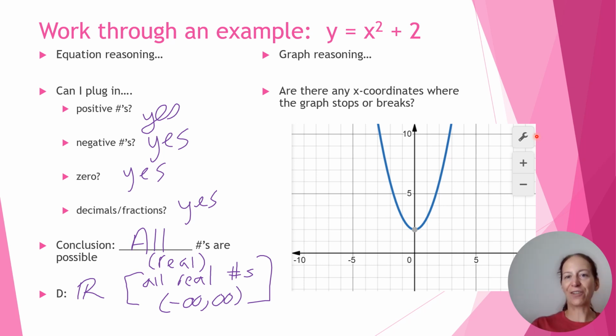So what that means is that all of the x coordinates are on the graph. That means all real numbers. So you can go any number heading to the left, whether it's a decimal or a fraction. You can go any number to the right, like decimals, fractions. You can plug in 0. If you plug 0 in, 0 squared, you get the 2 there. And so that is how you would reason it from the graph.